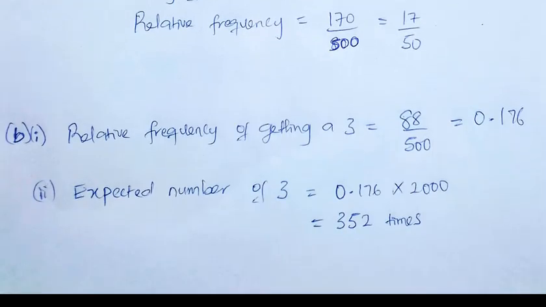B question. Find the relative frequency of getting a 3. In that case, we'll have 88 over 500, which leaves the answer as 0.176. And for the second question under B, how many times are you going to expect to get a 3 if the dice is thrown a total of 2000 times? In that case, we'll multiply the value of the relative frequency of 3 by 2000, leaving the answer as 352 times.